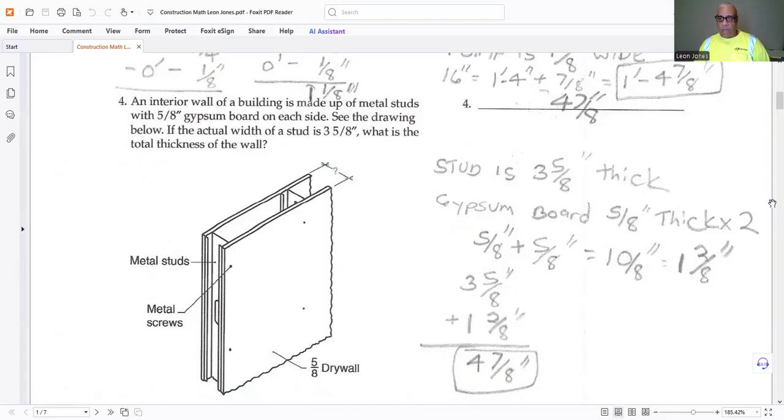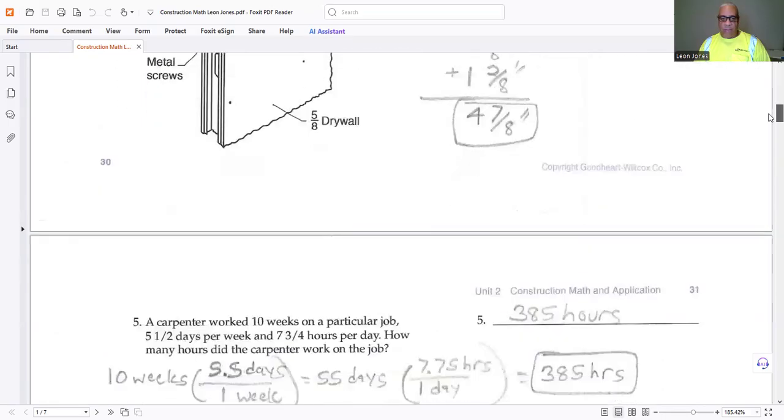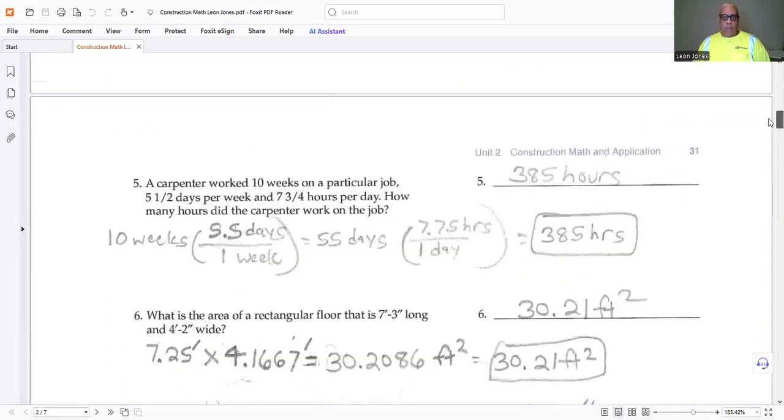Remember, always a common denominator. This is basic math. Again, your gypsum board makes up your wall, but this is the whole wall, including the gypsum board and your studding. So I came up with 4 7/8 inches.